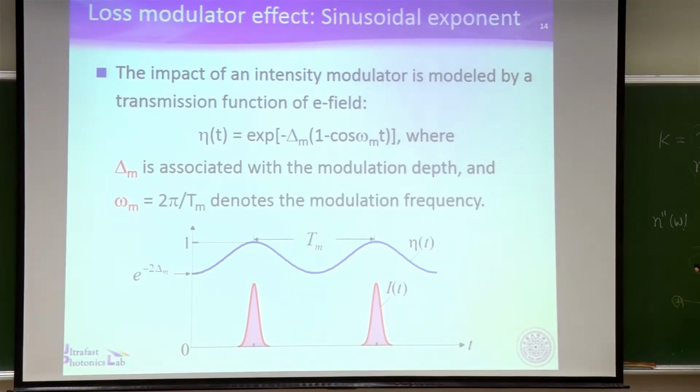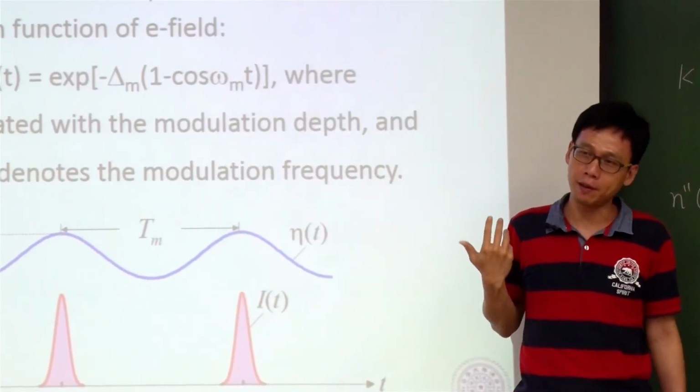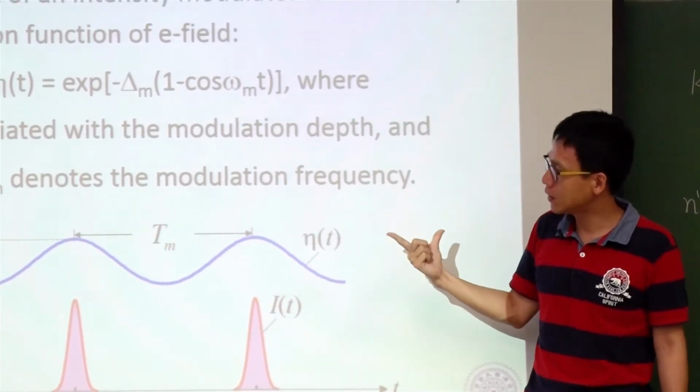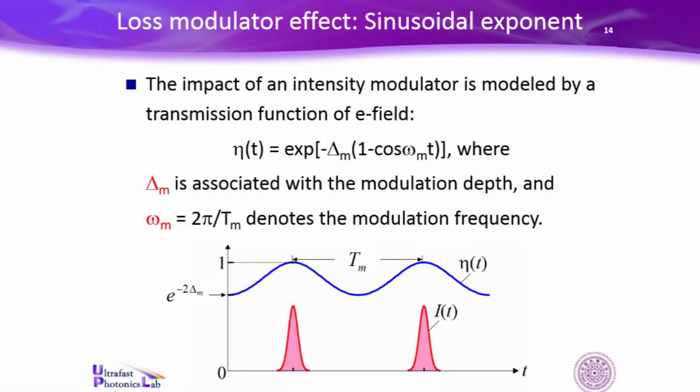The second parameter is omega m, shown here. This is the modulation frequency related to the modulation period Tm in this way, 2 pi over Tm. And this peak-to-peak spacing on the time axis is your modulation period. Okay? So in this model, we only need to focus on delta m and omega m. One is about modulation depth, the vertical direction. The other is modulation frequency or period, the horizontal axis.